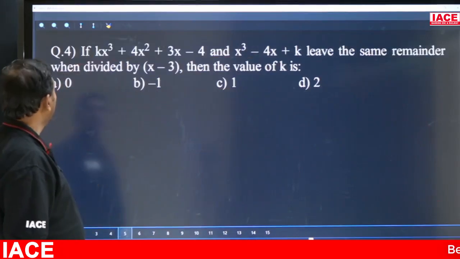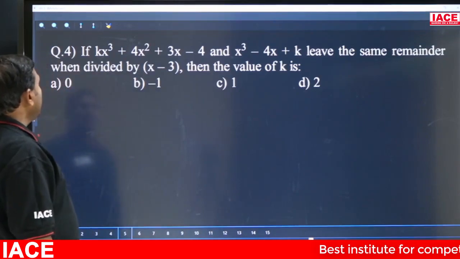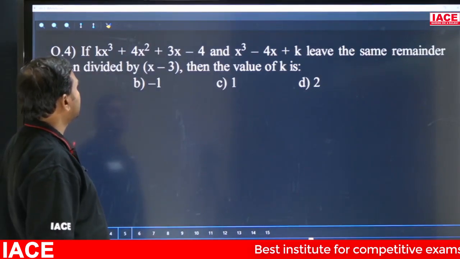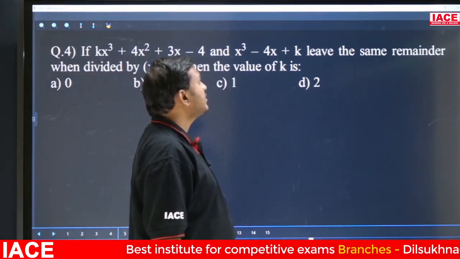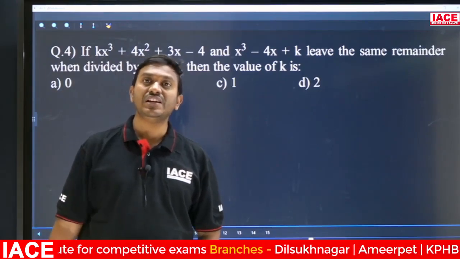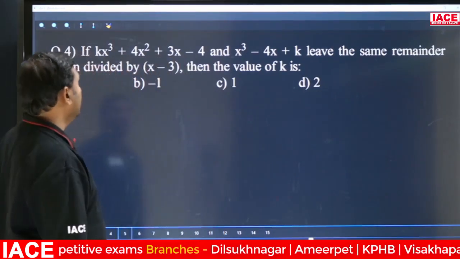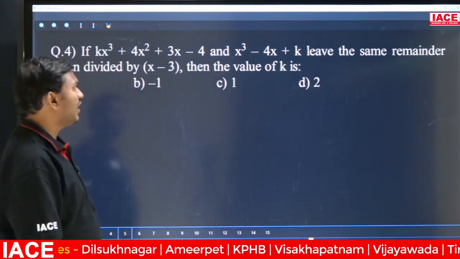Next one, question number 4. Kx cube plus 4x square plus 3x minus 4 and x cube minus 4x plus k leave the same remainder when divided by x minus 3. Then what is the value of k? Now we are going for polynomials. This is a question related to polynomials, right?